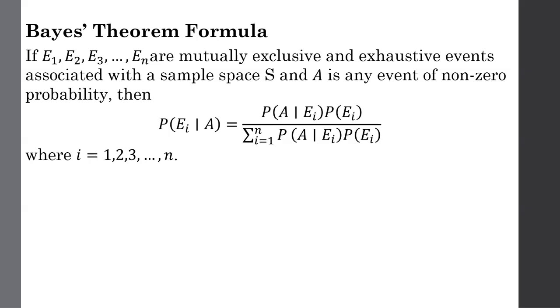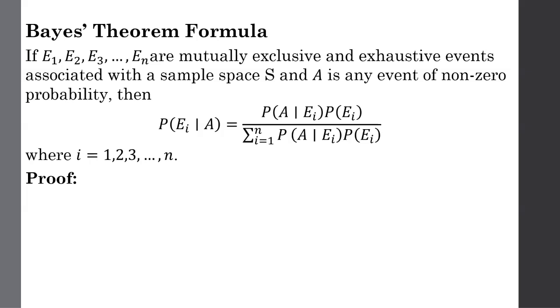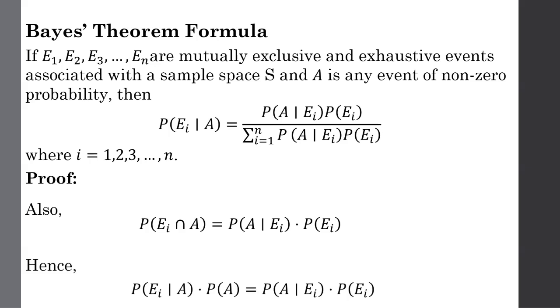To prove Bayes theorem, we begin with conditional probability. First, write the probability of Ei given A equals the probability of the intersection of Ei and A divided by the probability of A. Then express the intersection probability. The same intersection can also be written in another way. Since both expressions represent the same quantity, we equate them.